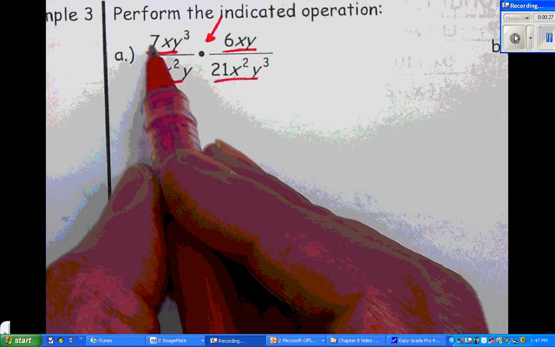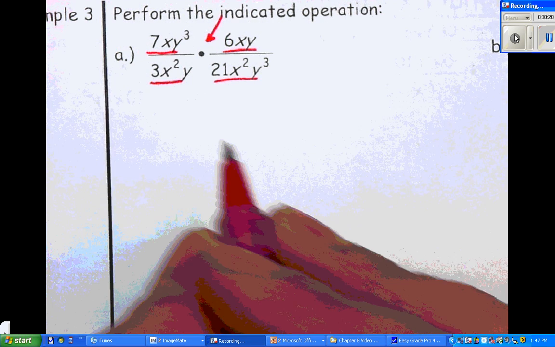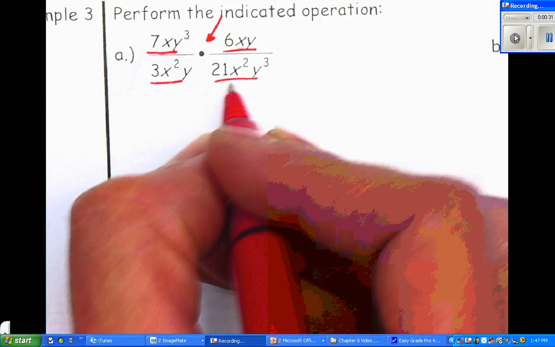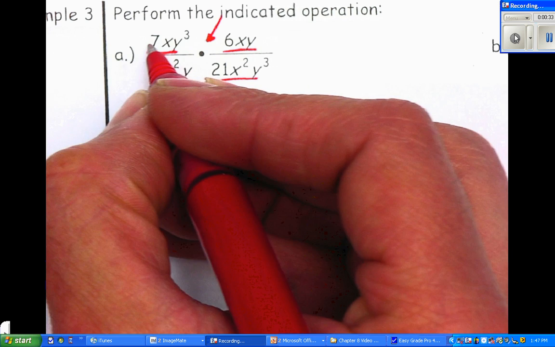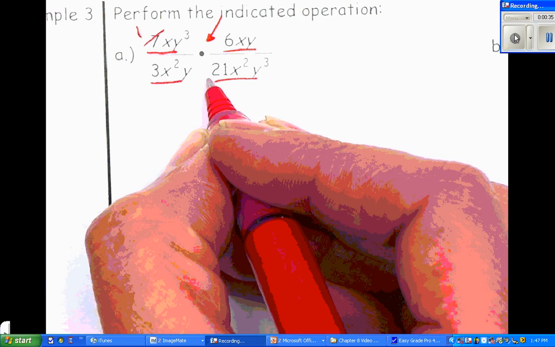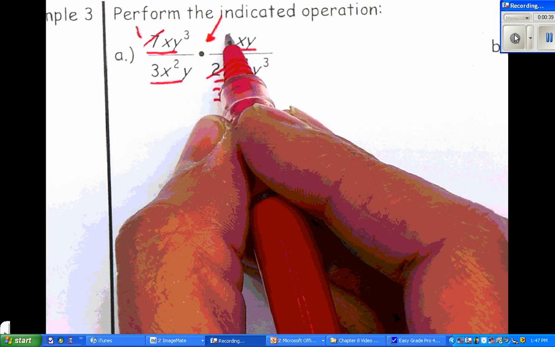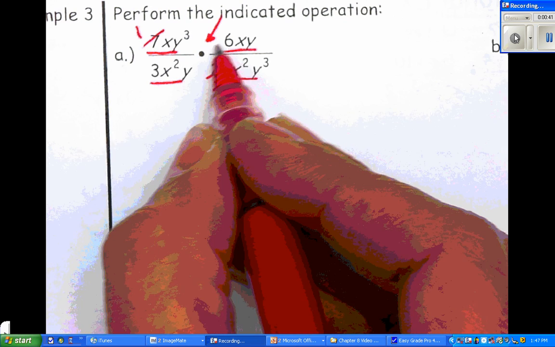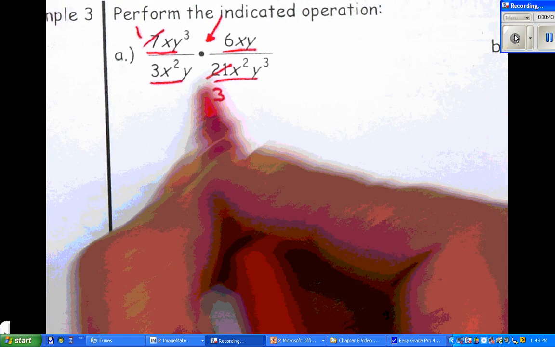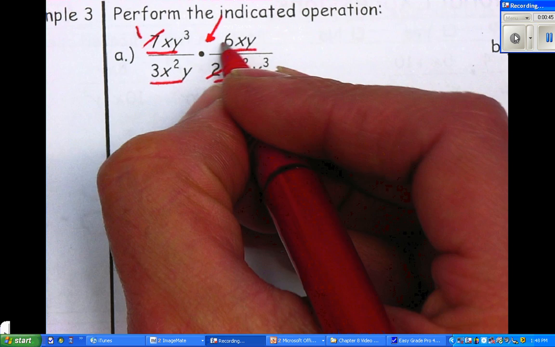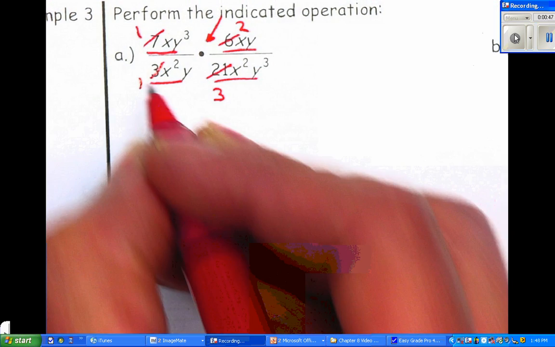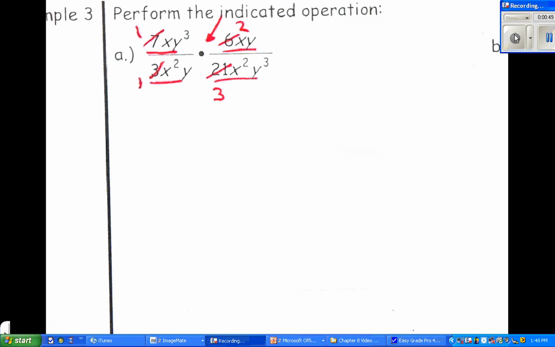We can simplify the 7 and 21 just like a fraction. So one number divides 7 and 21, 7. 7 divided by 7 is 1. 21 divided by 7 is 3. Now we can simplify the 6 and the 3. Divided by 3 gives us a 2, gives us a 1. So now we can just multiply across.